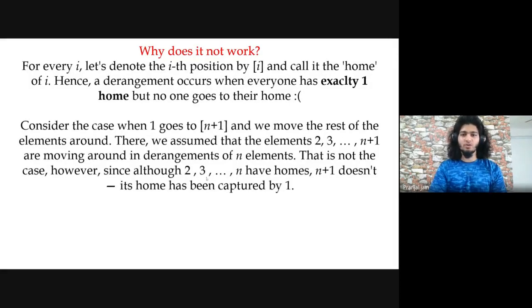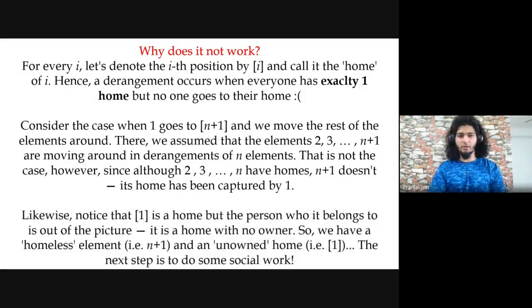So 2, 3, and so on till n have homes, but n plus 1 doesn't have a home, because 1 is sitting in the home of n plus 1, right? We put 1 in the n plus 1 position. So n plus 1 doesn't have a home in the effective sense, because as we are moving these elements around, n plus 1 never goes in the n plus 1 position. So it essentially doesn't have a home, even though all of these have homes. So that is where we are going wrong. That is why the number of ways of moving those green elements around is not actually d of n. So how can we fix this problem?